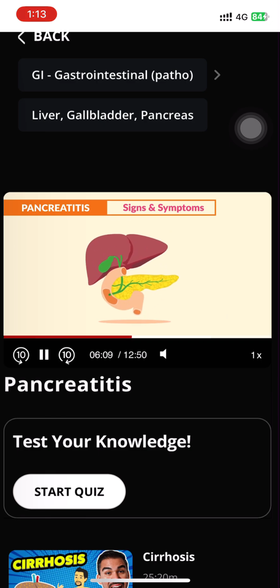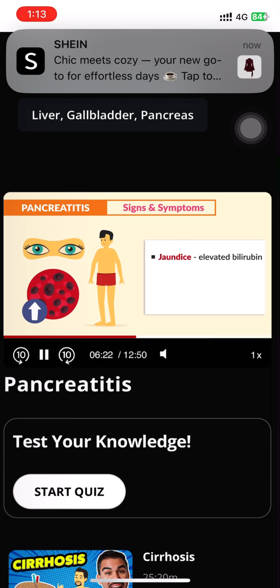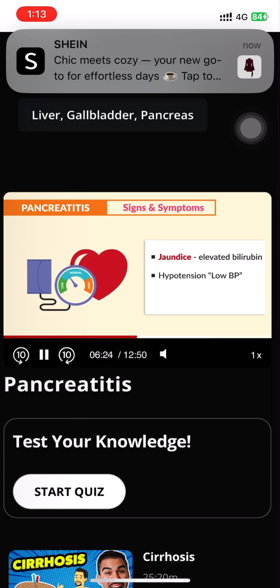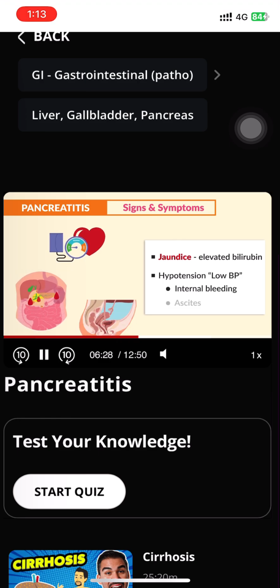Now, clients can also present with liver disease symptoms too, as the liver area can get backed up from this inflammation in the bile duct, causing jaundice, that yellowing of the skin, from the elevated bilirubin. And we can also see hypotension, that low BP. This is typically from internal bleeding and even ascites, that fluid in the abdomen that makes the stomach region big and bloated with fluid.